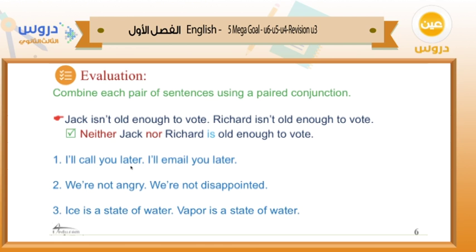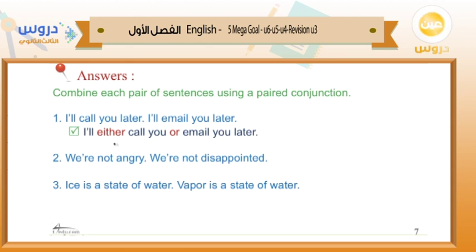I'll call you later. I'll email you later. So what do you think the appropriate correlative conjunction is that I have to use in this sentence? I'll either call you or email you later. I'll either call you or email you later, okay?